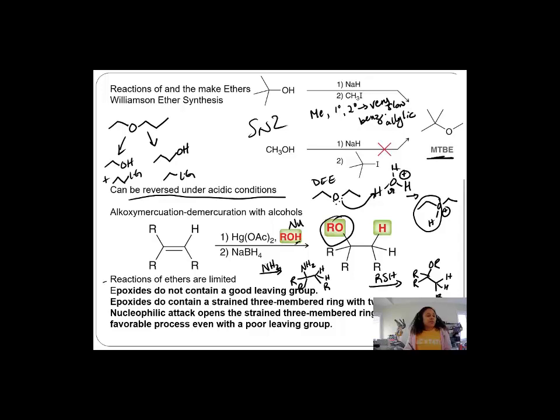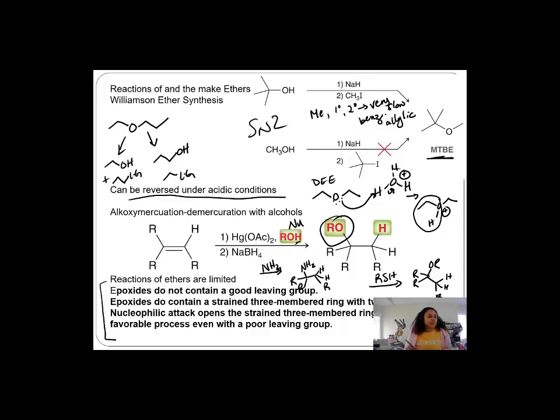All right, a couple more notes before we move on a little bit. We're not going to spend a ton of time talking about ethers. Why? Because there isn't a lot of things that they do. We often use them for solvents. We can use them to chelate things if you have a special kind called a crown ether. But other than very acidic conditions, they don't really do much. That's why they're good for protecting groups, they're good for solvents. One exception to that are epoxides.